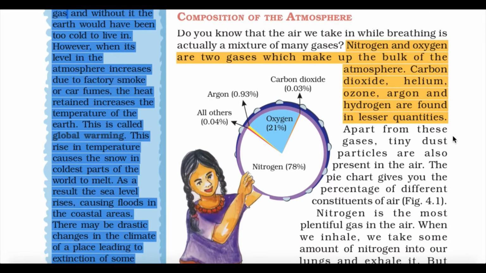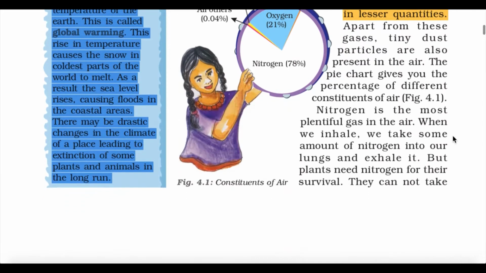Composition of the atmosphere. Do you know that the air we take in while breathing is actually a mixture of gases? Nitrogen and oxygen are two gases which make up the bulk of the atmosphere. Carbon dioxide, helium, ozone, argon, and hydrogen are found in lesser quantities. Apart from these gases, tiny dust particles are also present in the air. The pie chart gives us the percentage of different constituents of air.